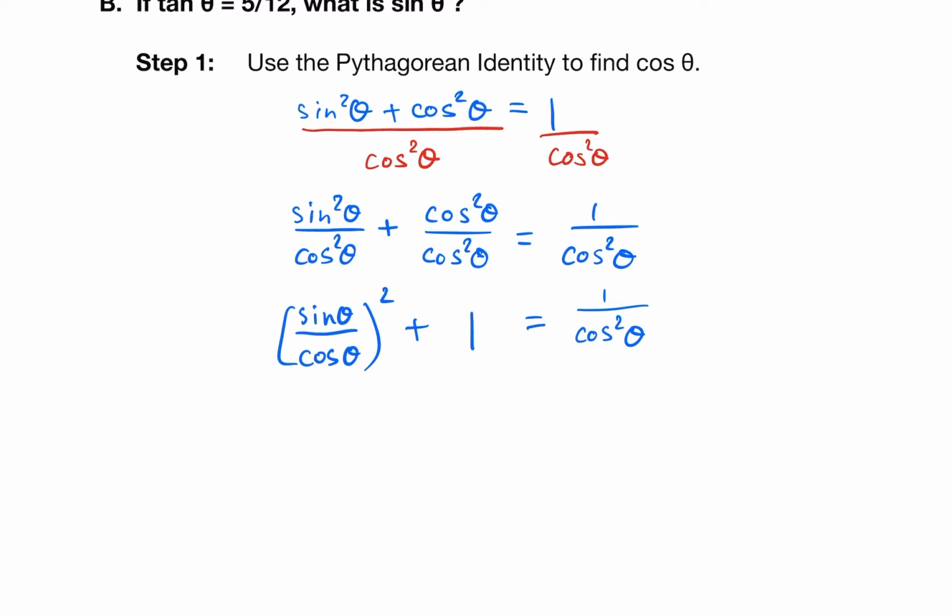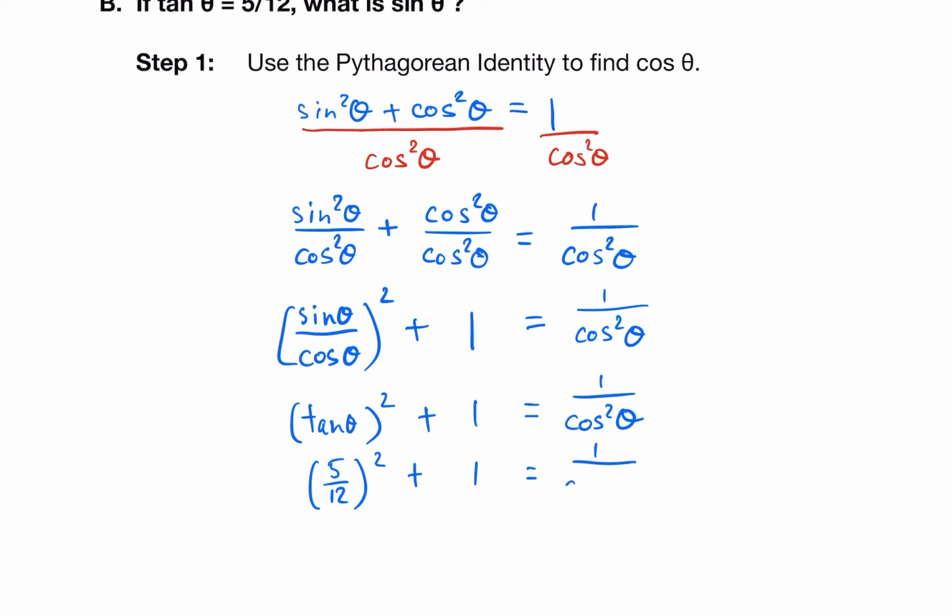Okay, now take a look. We have sine of theta over cosine theta. That is really the same thing as tangent of theta. Squared plus 1 is equal to 1 over cosine squared theta. Well, what is tangent of theta? It is 5/12. Okay, so now we could replace tangent of theta with 5 over 12 squared plus 1 is equal to 1 over cosine squared theta.